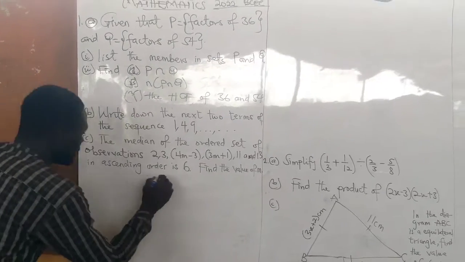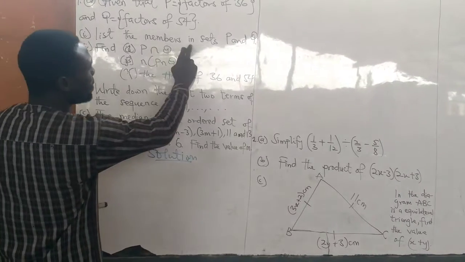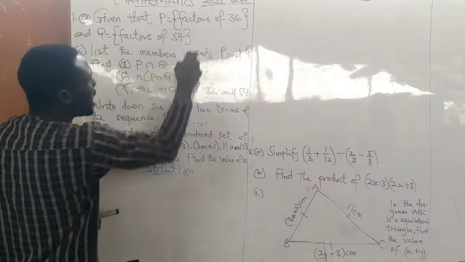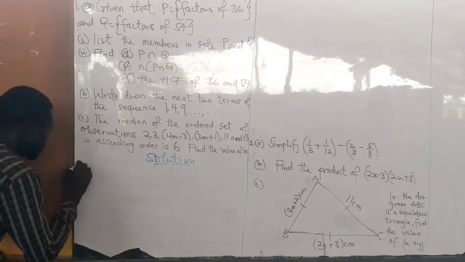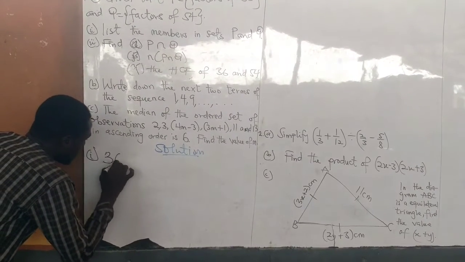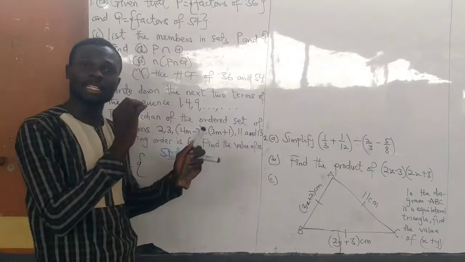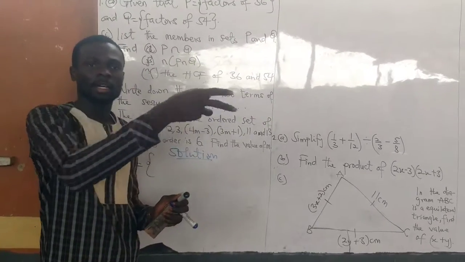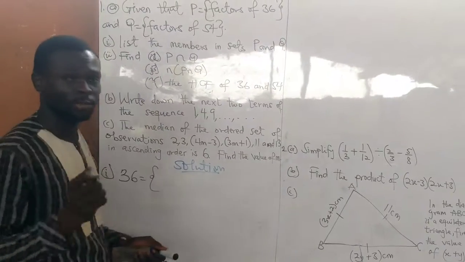So what are we supposed to do? We have been asked to list the members in sets P and Q. And set P has been given as factors of 36. So first of all, we are going to list the factors of 36. And what are the factors of 36? Factors of a number are two numbers when you multiply, it will give you the number. So any two numbers when you multiply, we get 36, become factors of 36.